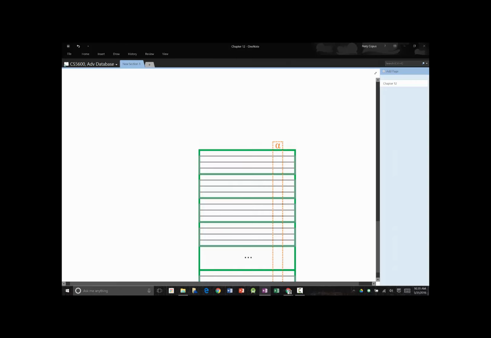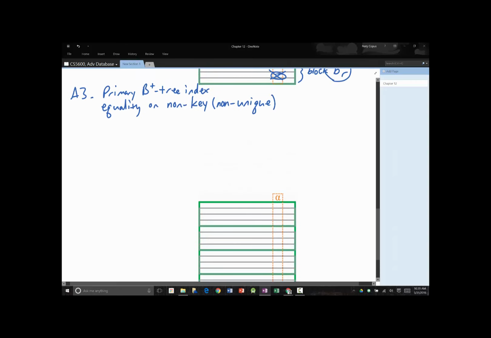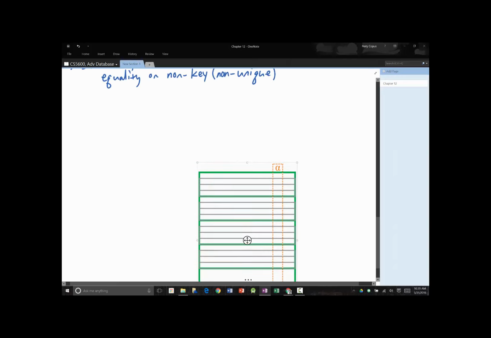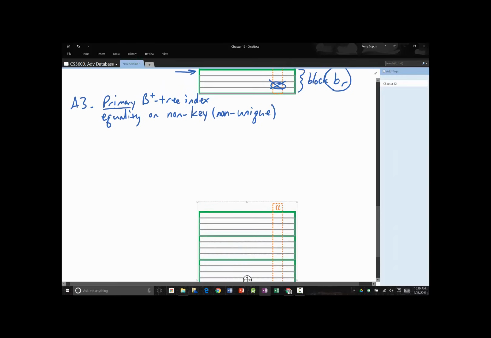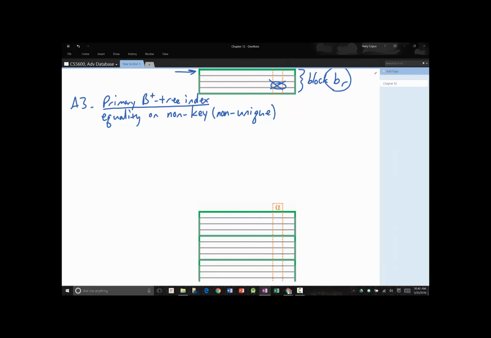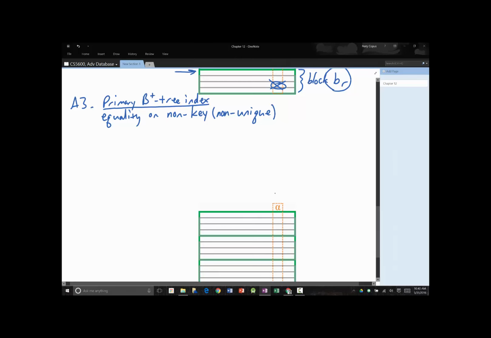So what does this actually look like in the table? Well, first of all, notice it is a primary index, okay? Now you remember our discussion about primary and secondary. What is a primary index? It means the file is ordered with respect to what we're looking for, okay? So that means this file is ordered with respect to alpha.